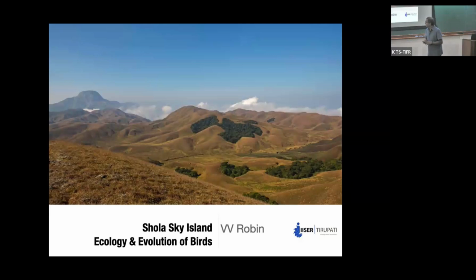So the first thing is that I work mostly in these montane habitats, the mountain tops in the Western Ghats, and they are called sky islands because they are habitats that are separated from each other. The tops of the mountains are separated from each other by valleys. And on the tops of these mountains, you get such habitats, which are forests and grasslands. Both are natural mosaics in this habitat.